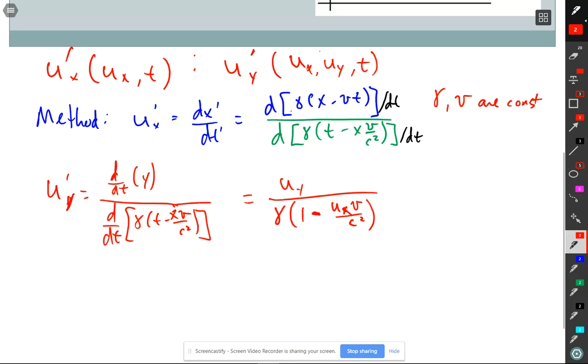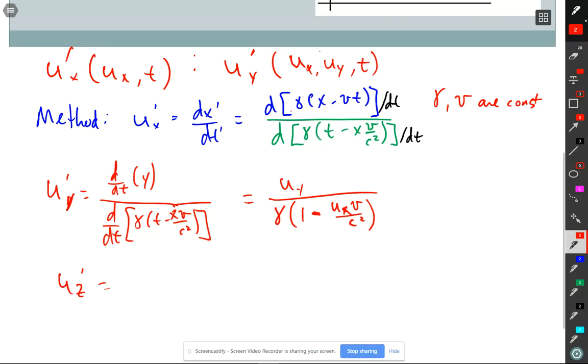This is a little more complicated, but we now have the way we can add both parallel and perpendicular velocities. And nobody ever does uz prime because it would be identical to uy prime except you change the y to a z. So if you can do the uy prime, you can do the uz prime. So any questions about how we did this calculation?